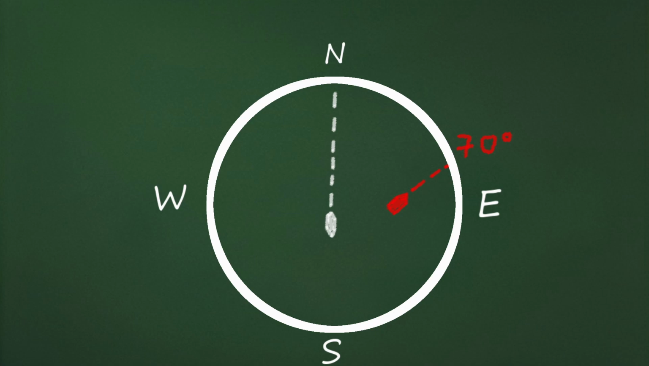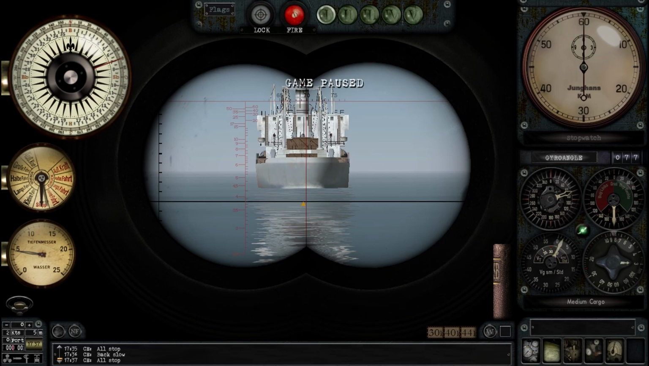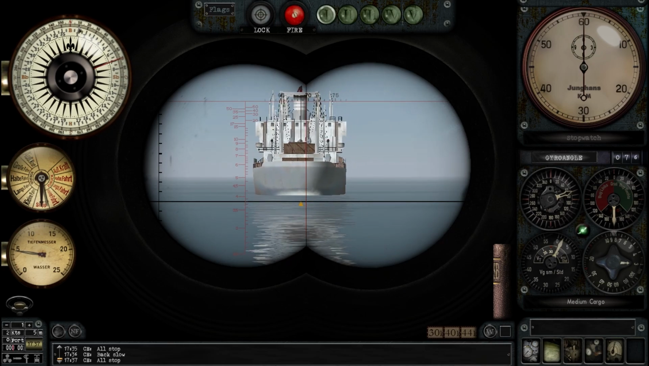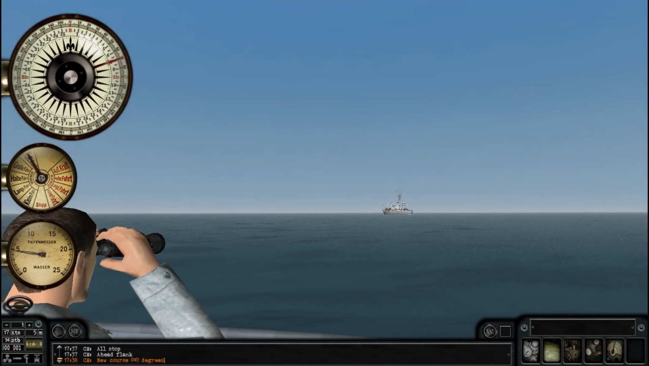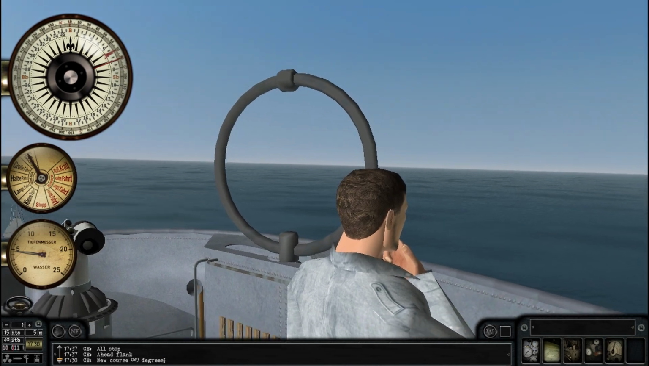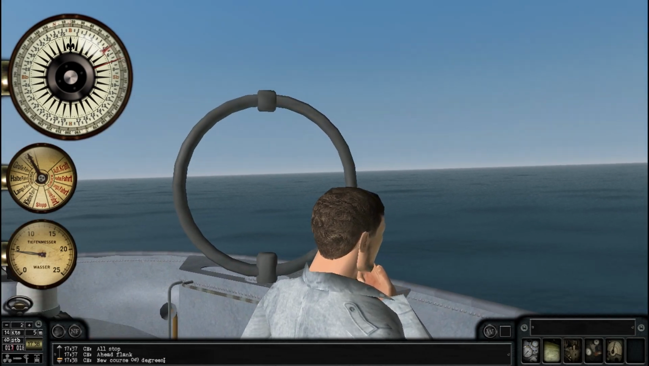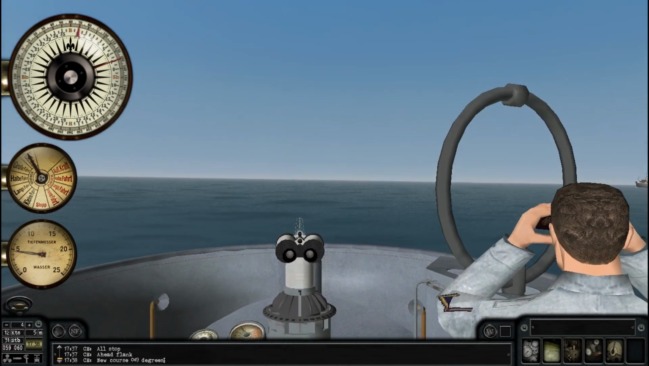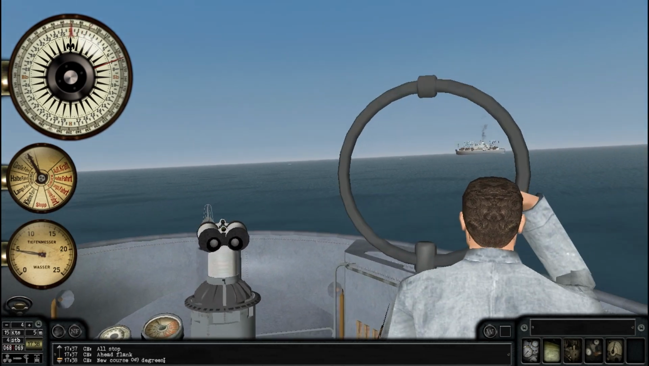So therefore, what this means is that his bow is pointing around 70 degrees on the compass. Therefore, if I tell my crew to start sailing 70 degrees, 69 is good enough too. And then if I accelerate, you guys will see that we are going to essentially set up on a parallel course.